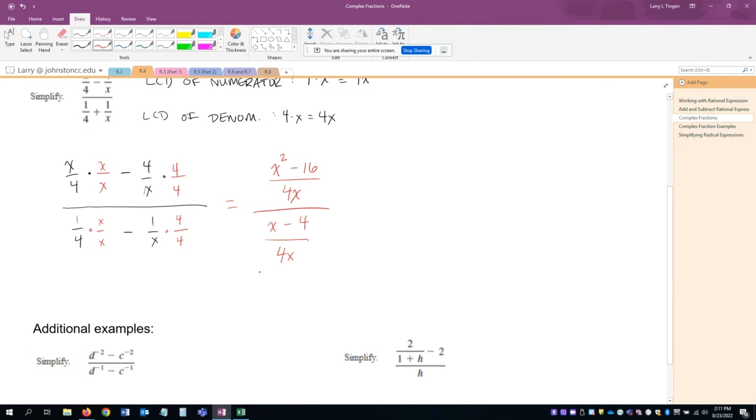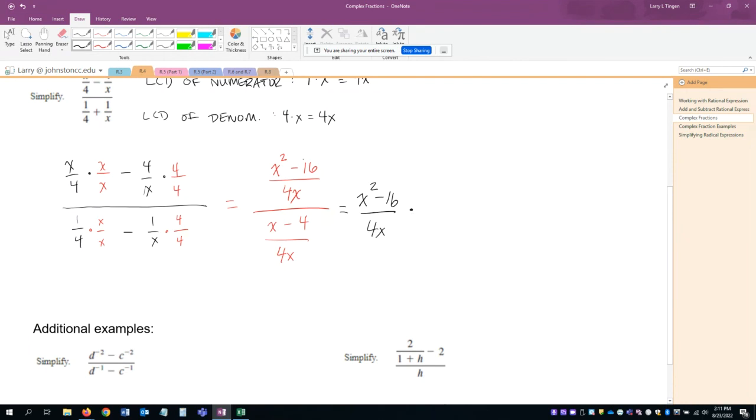So I've got (x squared minus 16) over 4x, all divided by (x minus 4) over 4x. This is division with fractions, okay? No one has ever taught you to divide by fractions. What we've always done is say division is the same thing as multiplication by the reciprocal. Multiplying by the reciprocal is so much easier than dividing by fractions.